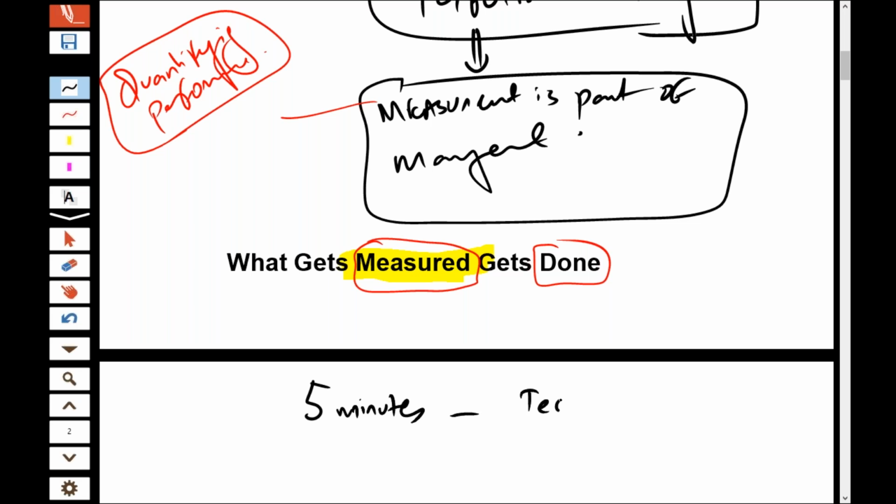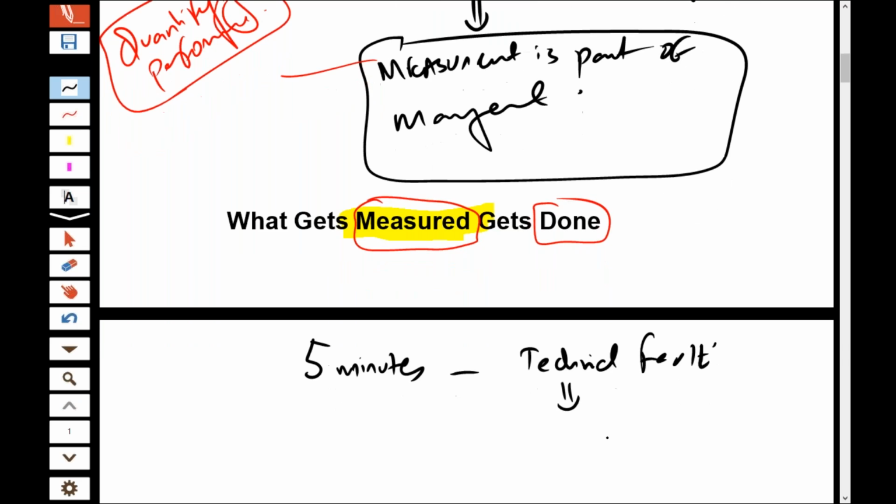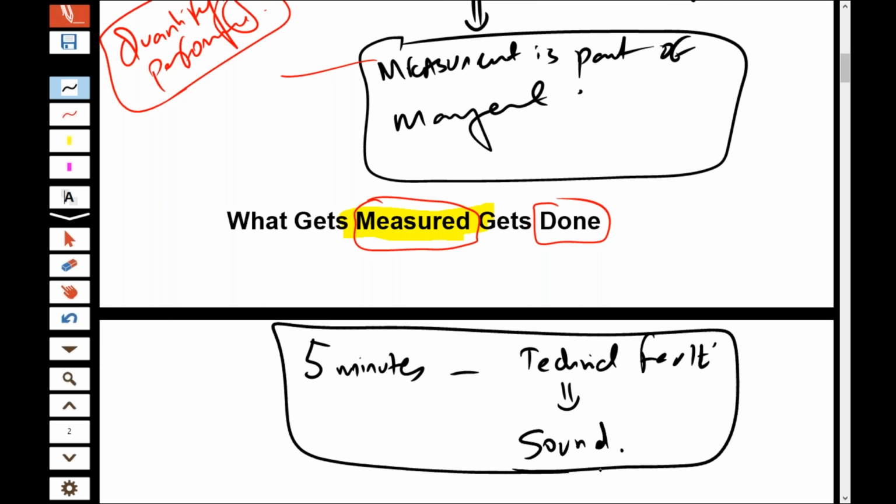Now, I am going to stop for 5 minutes as there is a technical fault due to which a lot of students are having an issue with the sound. Our IT team is getting that fixed. I'm going to wait for 5 minutes, till 4:20 p.m., just for our IT team to get it fixed.